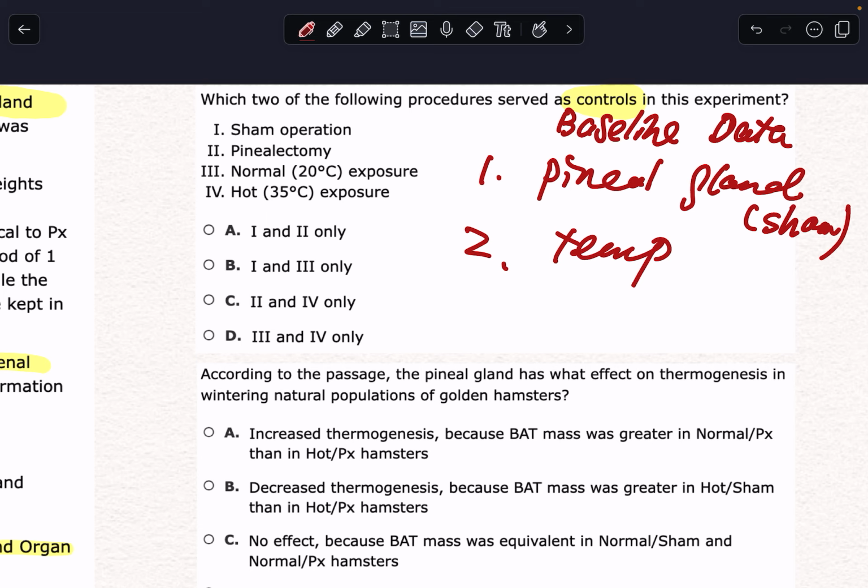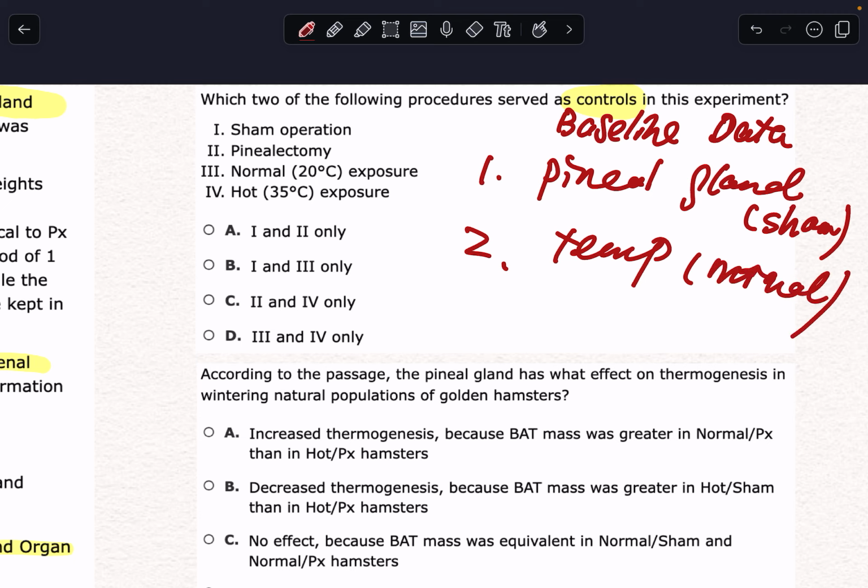And then we put them in a non-normal condition at 35 degrees Celsius, which is the hot temperature. Then we get that set of data compared to the data under the normal temperature treatment, okay? So in this case, the baseline data is the normal temperature, okay?